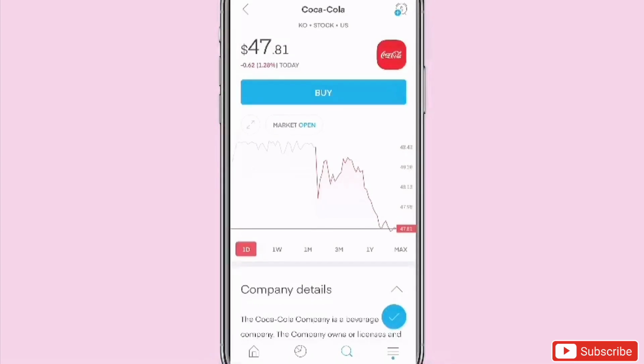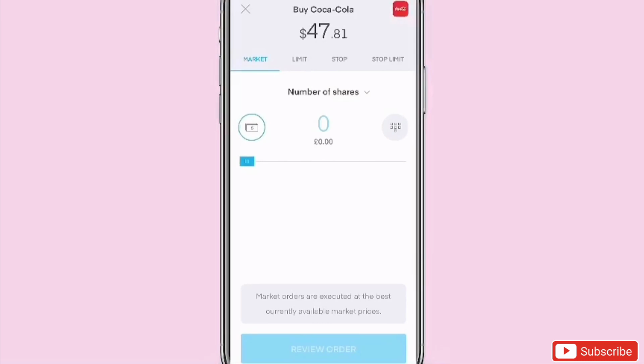So if I wanted to buy a share of Coca-Cola, I could go on buy, and then it comes up with some different order types. Like I say, these are 212's order types, but they are the same on every single investment platform out there. Now, the most common type is a market order. And a market order is basically the simplest way of buying or selling a stock.